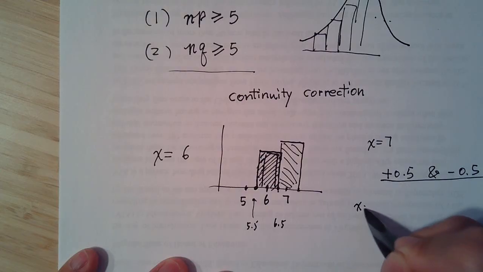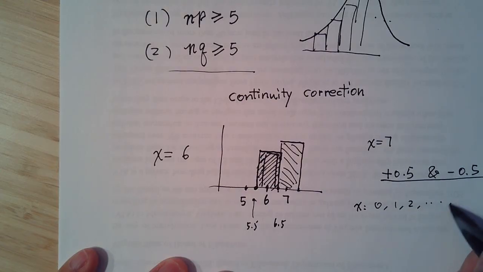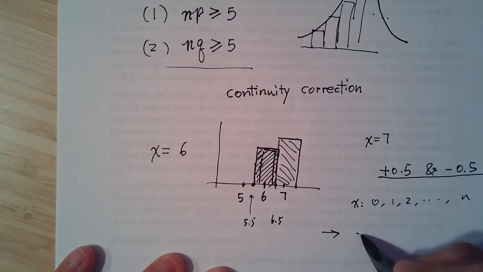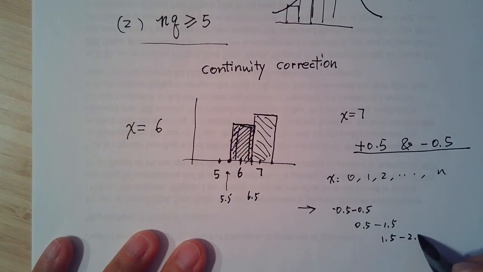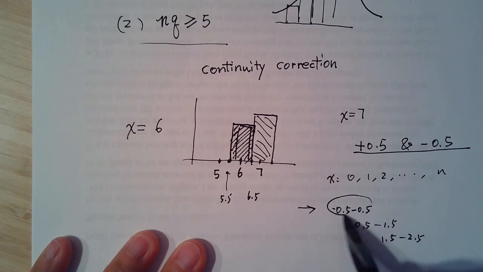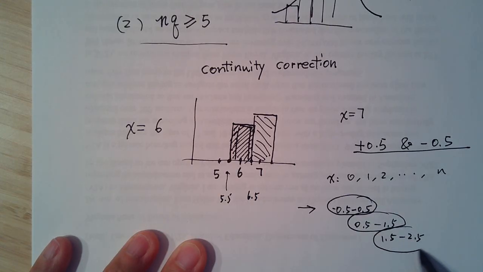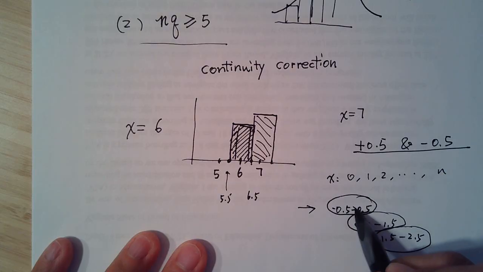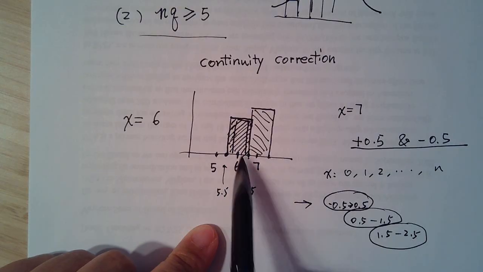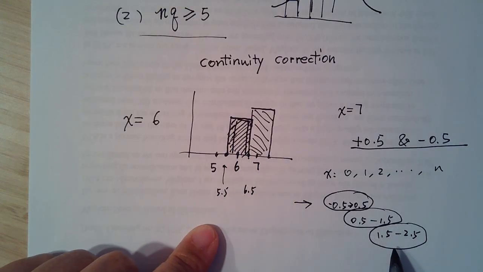Then all my x values from 0, 1, 2, and all the way to n become what? Negative 0.5 to 0.5, and then 0.5 to 1.5, and 1.5 to 2.5. Well, this is our 0, this is our 1, this is our 2. But the good thing is I make that continuous, isn't it? See, this one goes from negative 0.5 to positive 0.5, and then from 0.5. See, they're connected. And then from 0.5 to 1.5, and then the next 2 becomes 1.5 to 2.5.